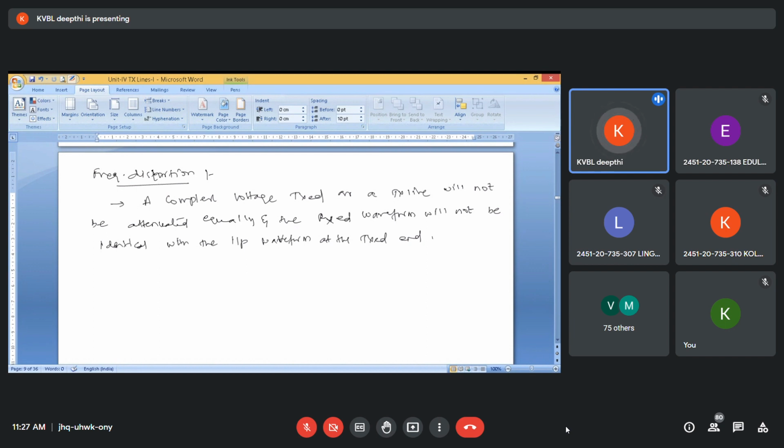Now, what have you understood from this? A complex voltage, for example, let us take it as a voice signal. Any voice signal transmitted on a transmission line will not be attenuated equally.